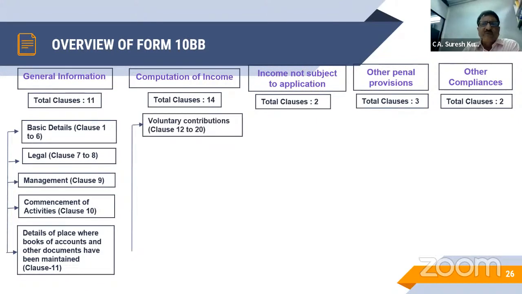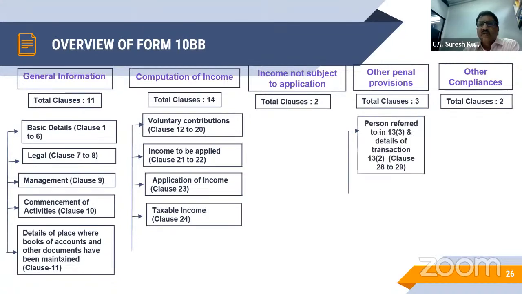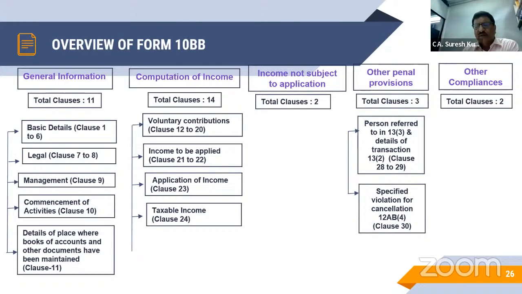And then the computation clauses: voluntary contribution, clauses 12 to 20, a very detailed analysis of voluntary contribution. Then income to be applied, application of income, and taxable income. This is part of the computation of income. And then persons referred to in section 13(3), and whether any benefit has been given or not. And then specified violations for cancellation, whether 12AB(4) specifies violations which may result in cancellation of the registration. These things now need to be certified. So these clauses in Form 10BB apply to all categories of NGOs. Within 10BB there may be different categories of NGOs, but these are the clauses which will apply to all categories.